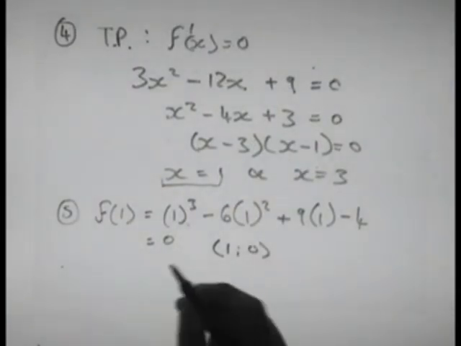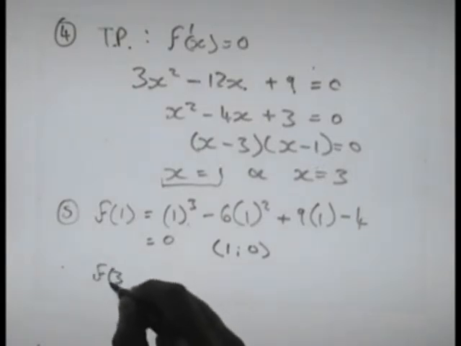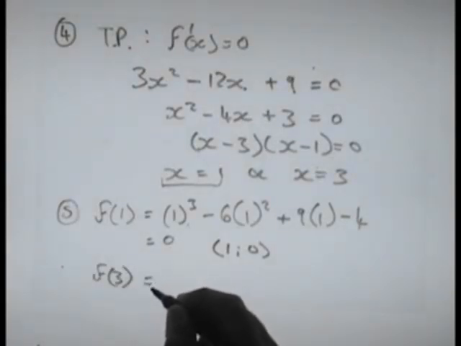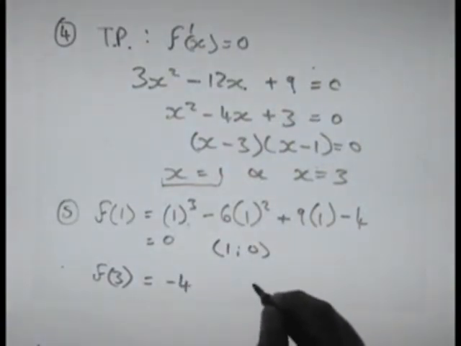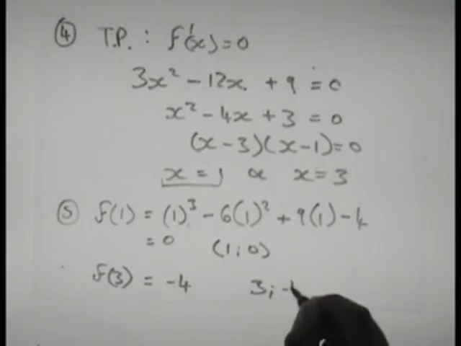Our other turning point is going to be f of 3, which is going to work out to be negative 4. That means that our second turning point is (3, negative 4).